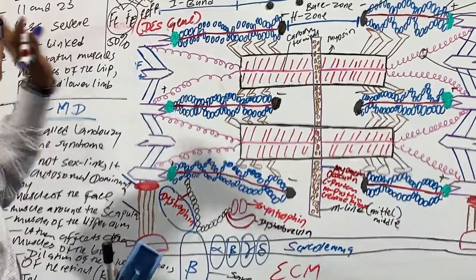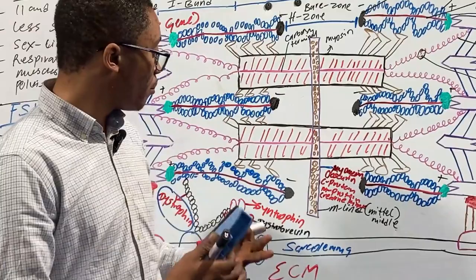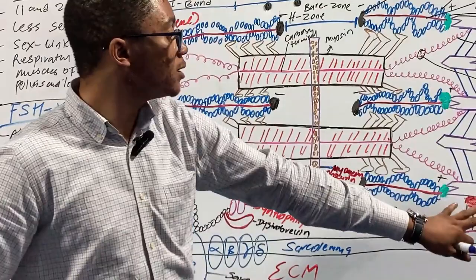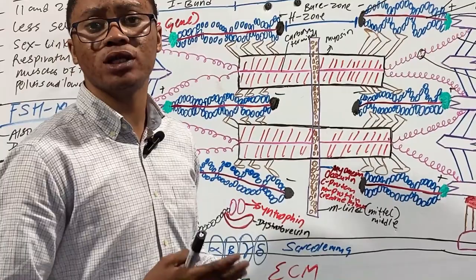muscular dystrophy. So you see how important the cytoskeletal proteins are, very, very important in the human body. Just dystrophin alone can cause this disease. I will talk about desmin too, how important desmin is, desmin-related myopathy. These proteins here are very, very important.